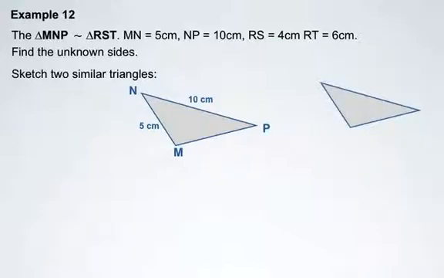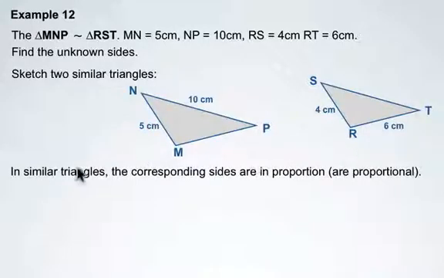And another similar triangle here. We know that it should be a smaller triangle, just taking a look at the dimensions. And we can label that triangle with the vertices RST. And now we'll put in the side lengths that we know. We know that RS is 4 centimeters, and we know that RT is 6 centimeters.